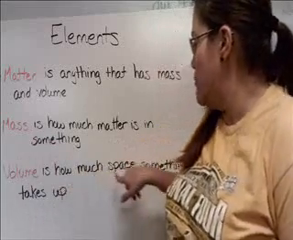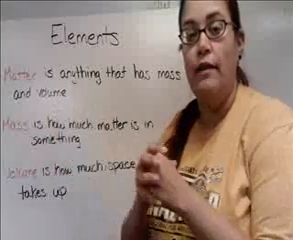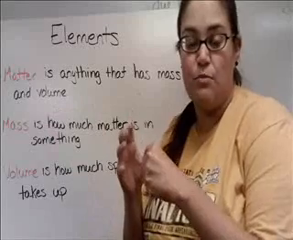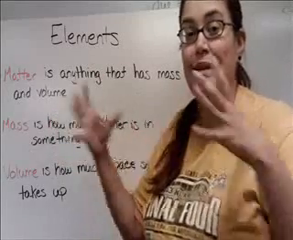Volume is how much space something takes up. So if you have a baseball or a beach ball, they have different volumes, but the baseball is much smaller and takes up a lot less space than a beach ball. So volume is its size.